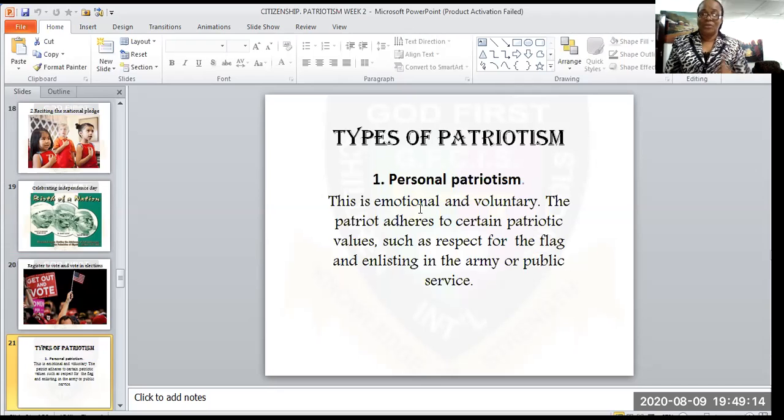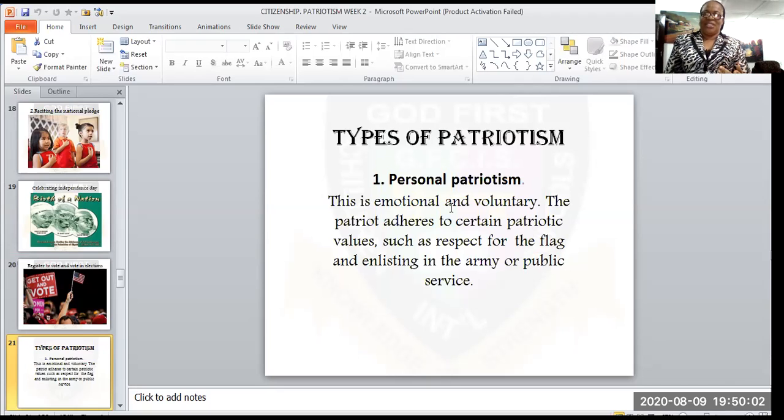Types of patriotism. Number one, we have personal patriotism. This is very emotional and very voluntary. Yes, it is personal, it is emotional, and it is voluntary. So the patriotic citizen or the patriot has respect for values, Nigerian values. He adheres to certain patriotic values. Respect for the flag, and enlisting in the army or public service. That is the personal patriotism.